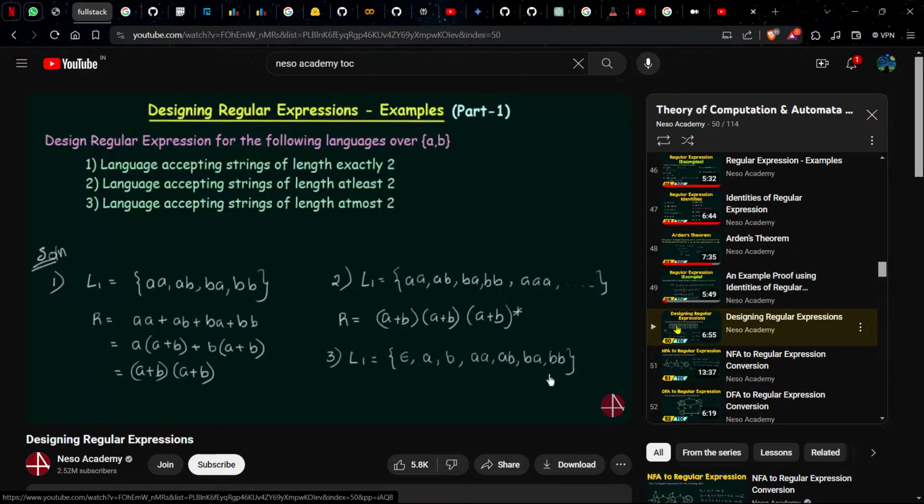Now these are only strings. Why? Because it's at most 2, maximum is 2, so these are the ones with length 2, and we cannot have 3 or anything more after that. So these are only strings that will be accepted by this language. So how do we write the regular expression for this?